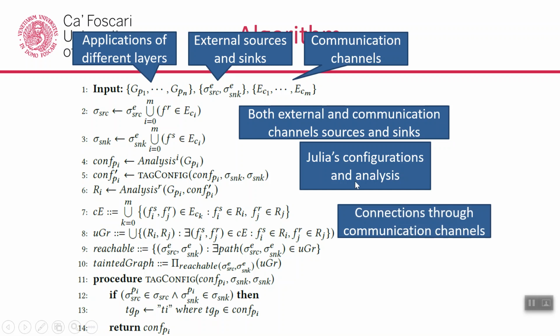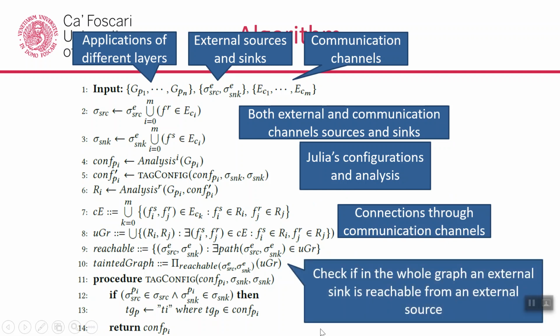We then discover the connections through communication channels between different layers of the applications. We check, as a whole graph, finally, if an external sink is reachable from an external source, passing over several layers of our software, in particular through some of these communication channels.